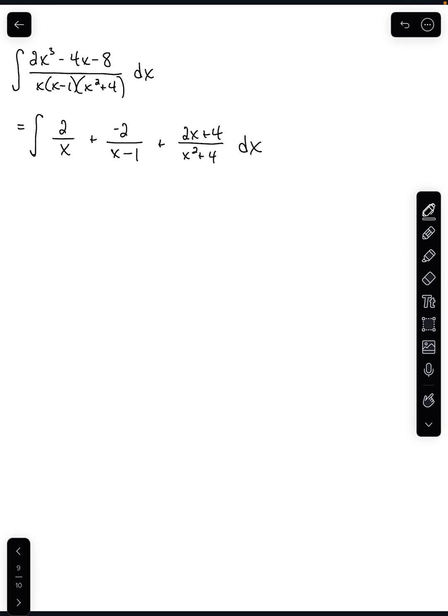Now, it is possible to work with that third fraction by leaving it as it is, but if we're observant, we can split that third fraction again into 2x over x squared plus 4 plus 4 over x squared plus 4. The first of these, 2x over x squared plus 4, is going to lend itself very nicely to integration by substitution. Unlike the previous examples, this one we might actually choose to work with. So I'm going to pull that out.